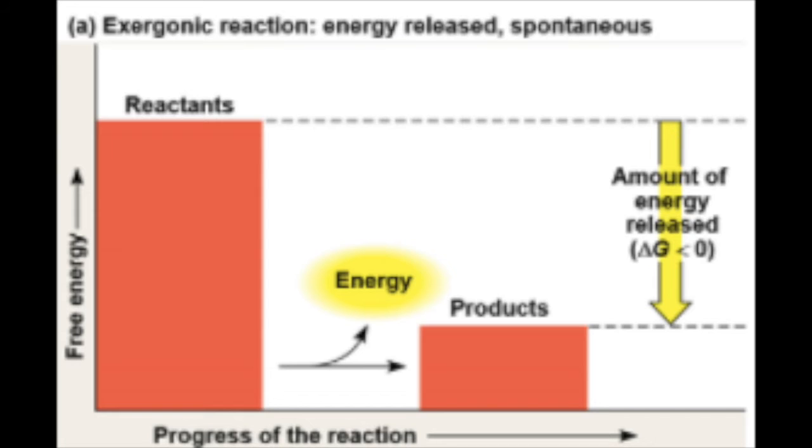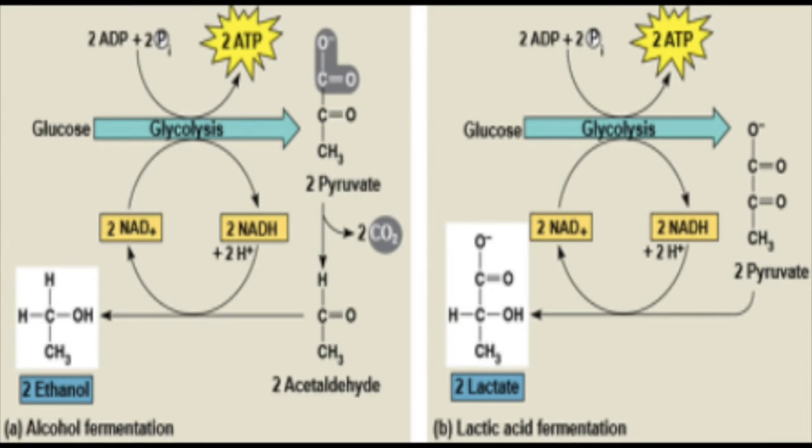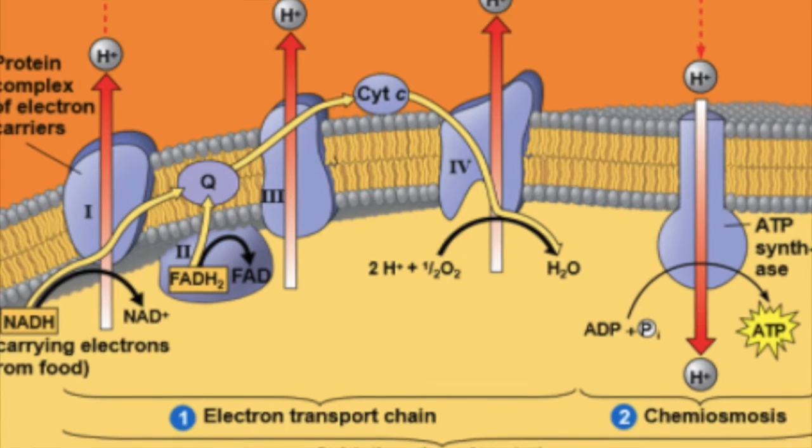Going on, I'm going to talk about fermentation and anaerobic respiration. So there are two types of fermentation, alcohol fermentation and lactic fermentation. Both create more NAD+. However, ethanol is released by alcohol fermentation and lactate is released by lactic acid fermentation. As well, anaerobic respiration generates ATP by using an electron transport chain.